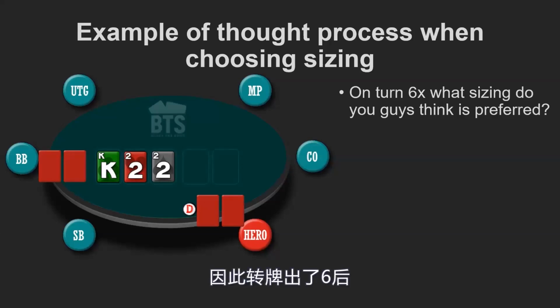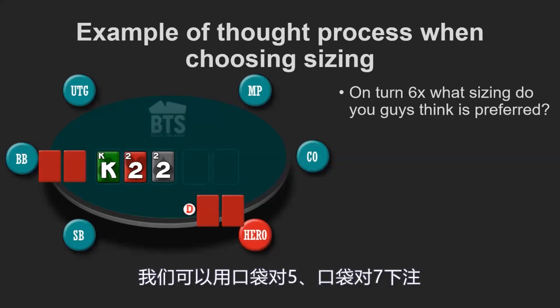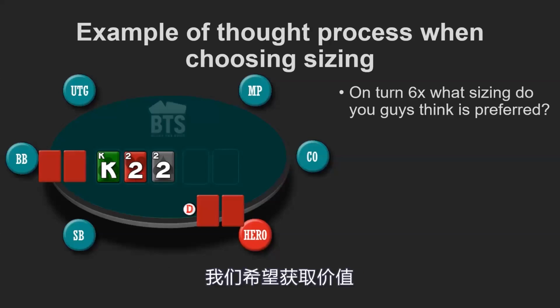So on the turn 6, we can still be pretty wide here. We can still bet a hand like pocket fives. We can still bet a hand like sevens. I mean, we want to get value and also deny some equity versus villain's calling range. Yes, he's going to have a king sometimes.